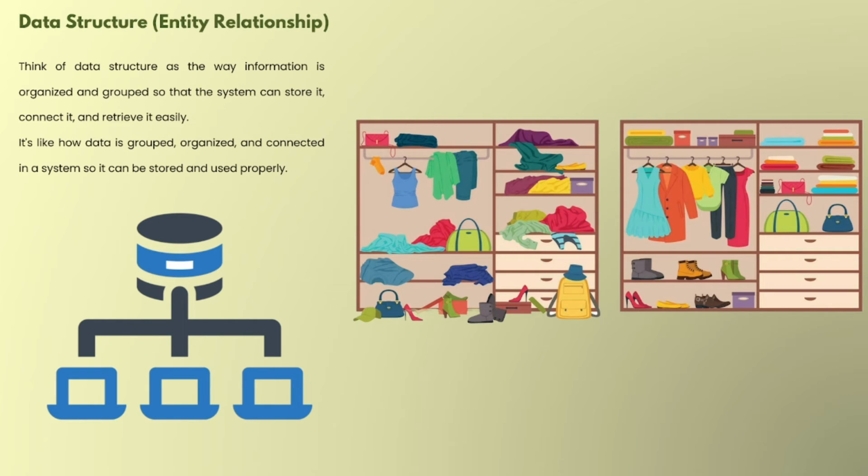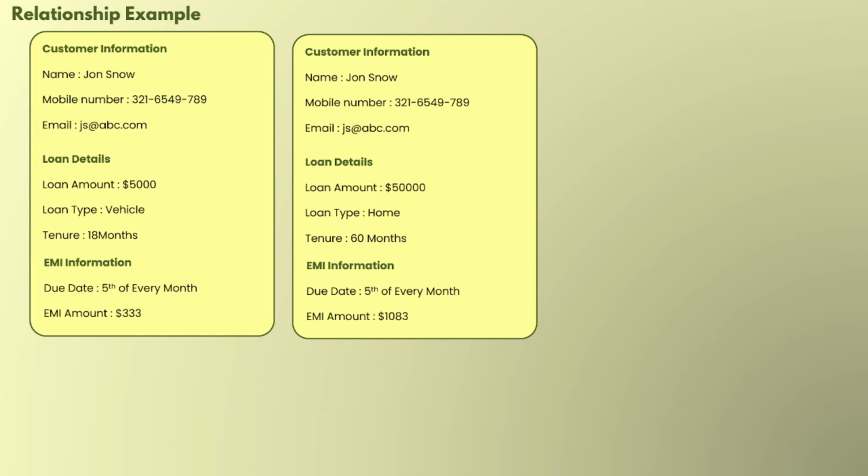Similarly, grouping related information together is nothing but data structure, so that the system knows where to store it, how it is connected, and how to find it quickly whenever any data is needed. So this is nothing but data structure. It is just organizing the data properly, neat and clean.